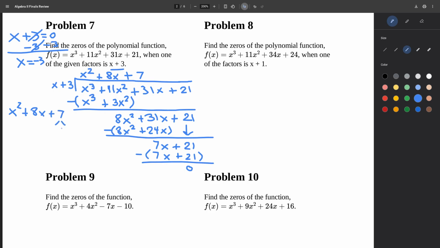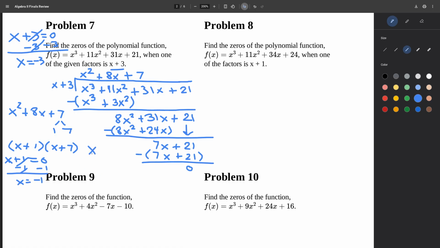So the list of factors of 7 are 1 and 7. Since I have plus and plus, I know I'm going to use positive factors. 1 times 7 is 7, and 1 plus 7 is 8, so those are the factors. So we say this is x plus 1 times x plus 7. And so if we set each of these factors equal to 0, so x plus 1 equals 0, we'll subtract 1 from both sides, and we get x equals negative 1 as one of the zeros.